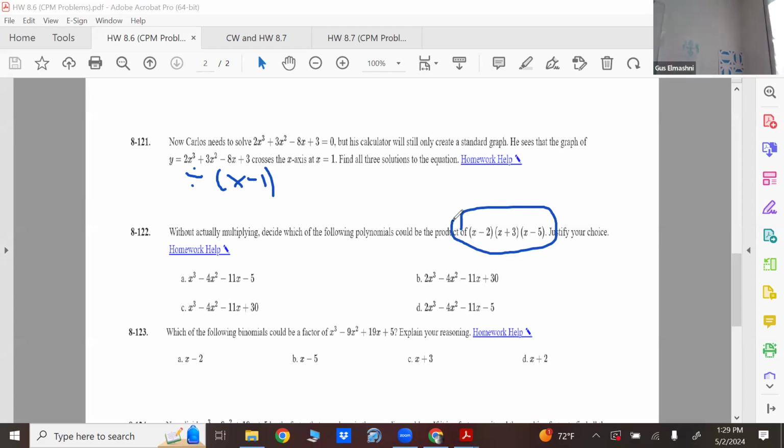What's negative 2 times negative 3 times negative 5? 30. Boom. Speed for that one. Oh, you're right. Yes. No, then it's definitely C.